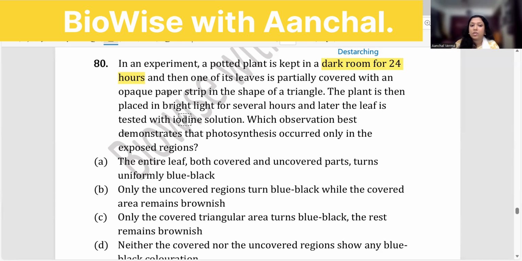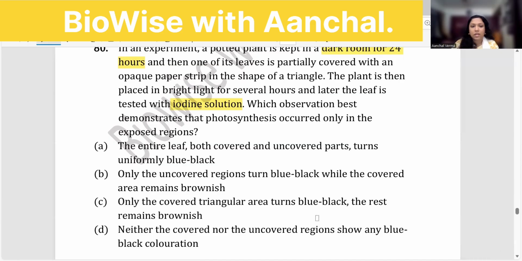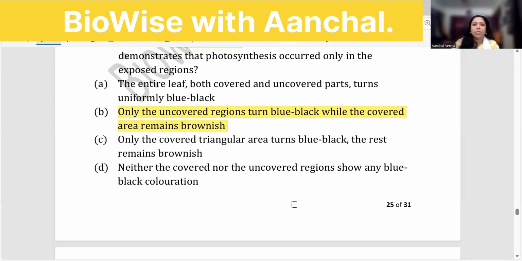Which test is going on here? Starch test. So what observation will be demonstrated? The entire leaf, both covered and uncovered, will form uniform blue-black? No, because photosynthesis will not occur under the triangle. Only the uncovered region turns blue-black, while the covered region remains brownish. That is true. Only the covered triangular area turns blue-black? No. So this is the correct answer. Easy? Moving to the next.